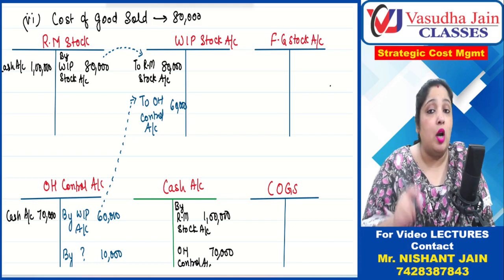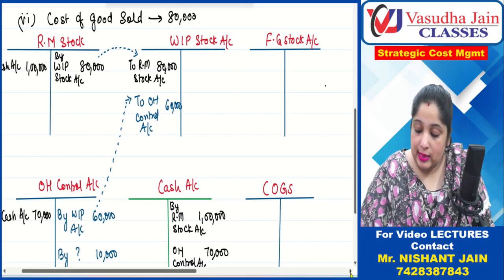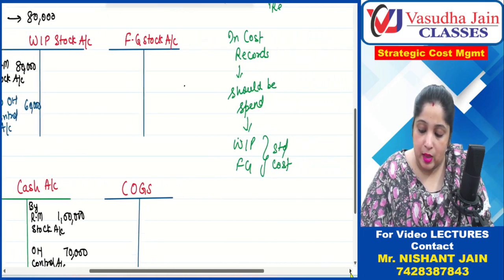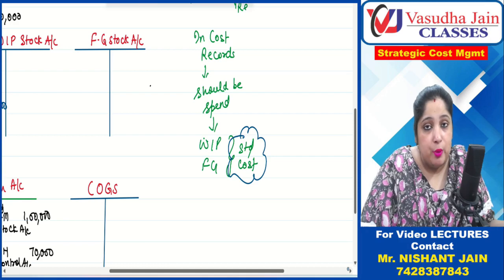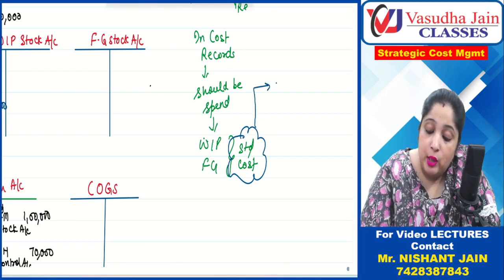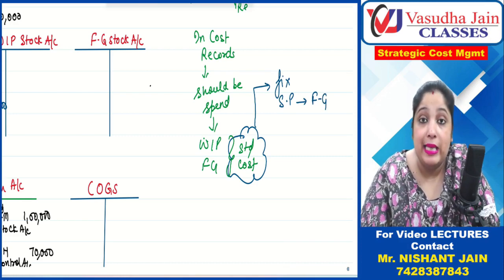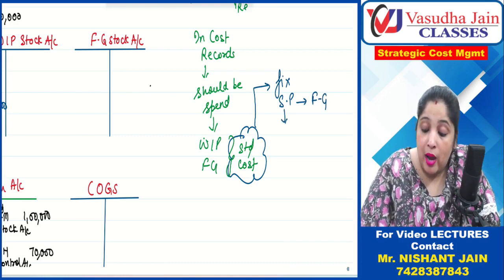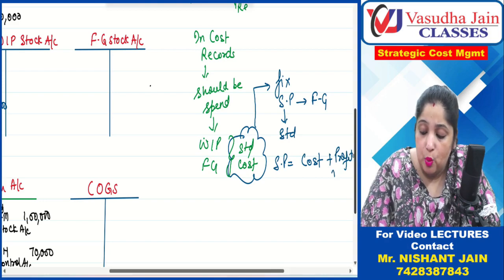You cannot sell your finished goods at that. Okay, let's come down to very basics. Why are you so much interested in knowing the standard cost of work in progress and finished goods? Because when you fix the selling price of finished goods, how is the selling price fixed? Selling price is comprised of cost plus profit margin, whatever profit margin you want.